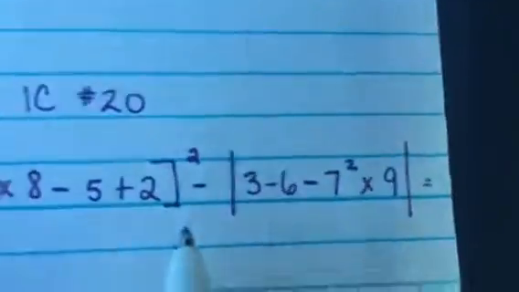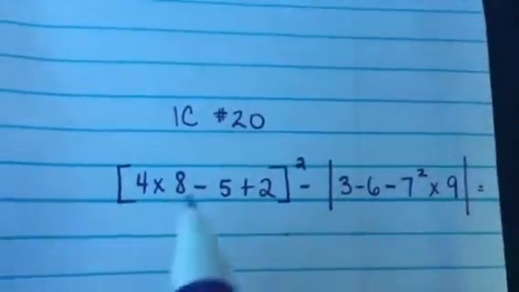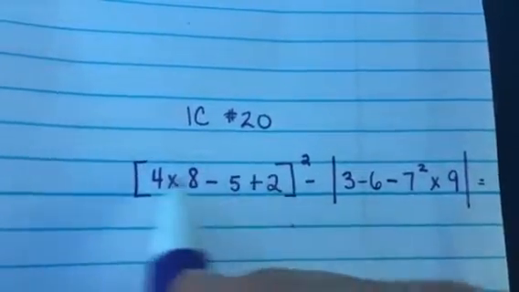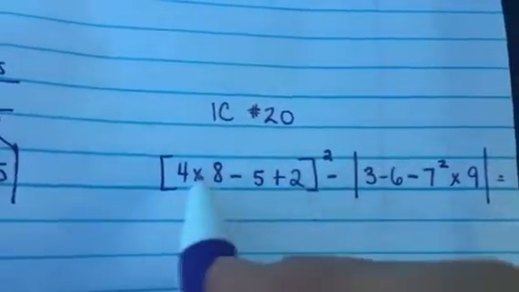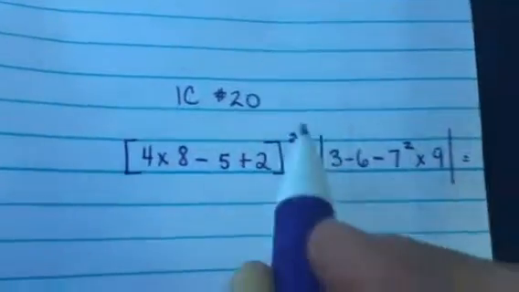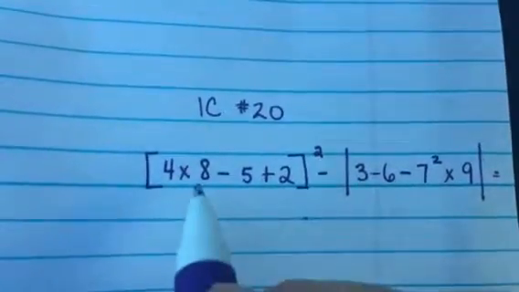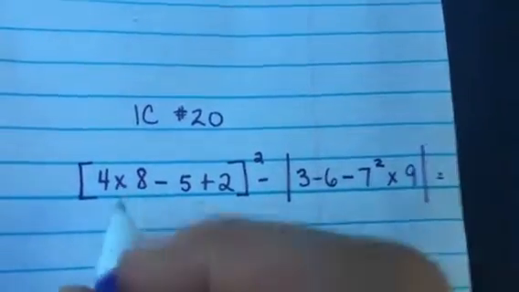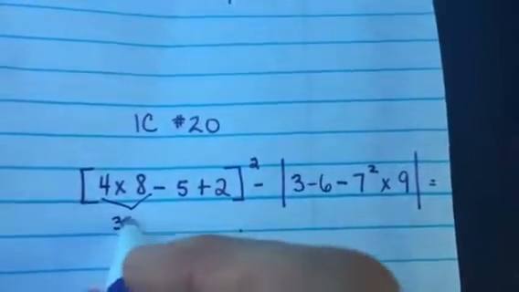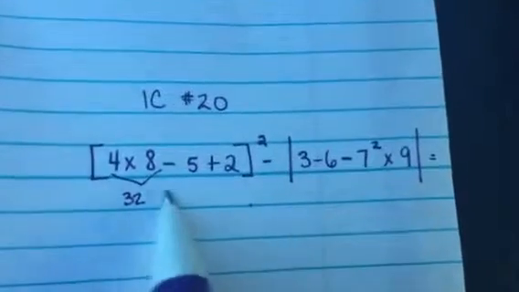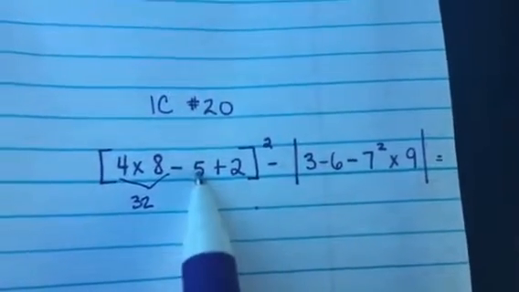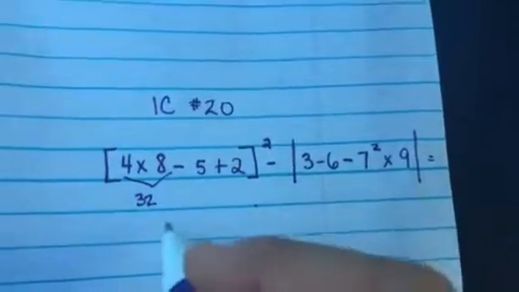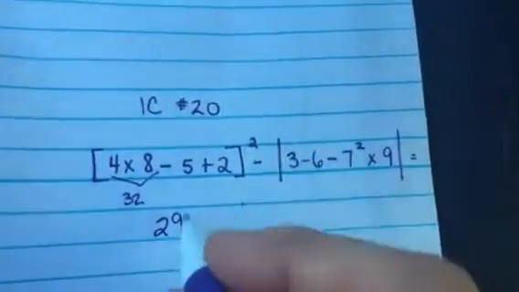Okay, this is one from your homework. This is like parentheses, they're brackets. It's saying do everything inside here first. So we're going to do everything in here first, then we'll square it. Because you do what's inside the parentheses first. Well, I've got to multiply, so that right there would give me 32. So in your calculator, you can hit 32 minus 5 plus 2, which is what, 29? And you're going to have 29 squared.